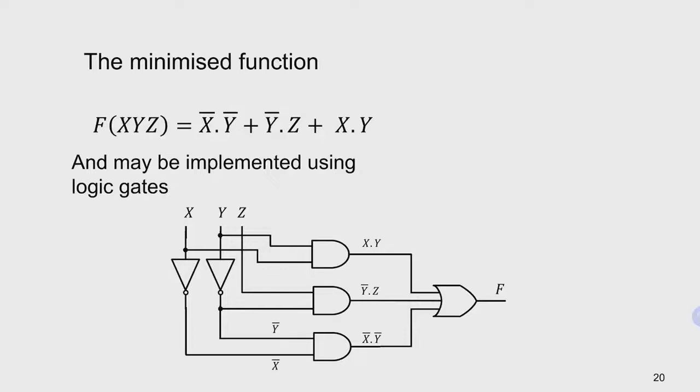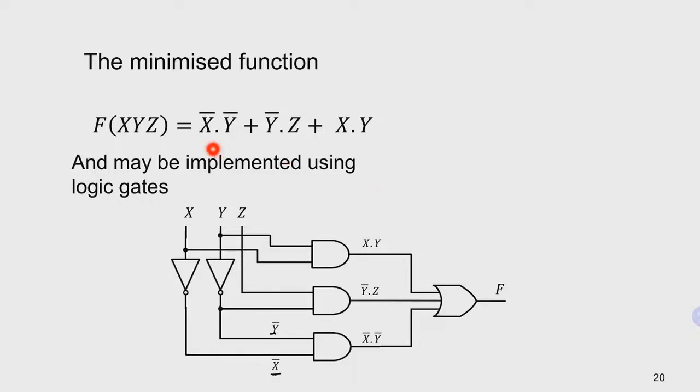So to implement these functions, we can use logic circuits, so logic gates, to implement them. So a bar, that is a NOT gate. X through a NOT gate will be X bar. Y through a NOT gate will be Y bar.